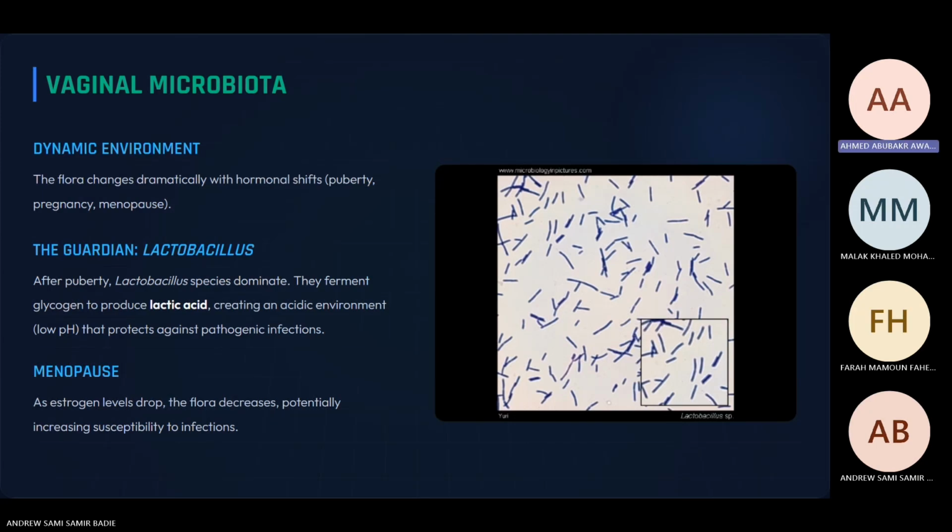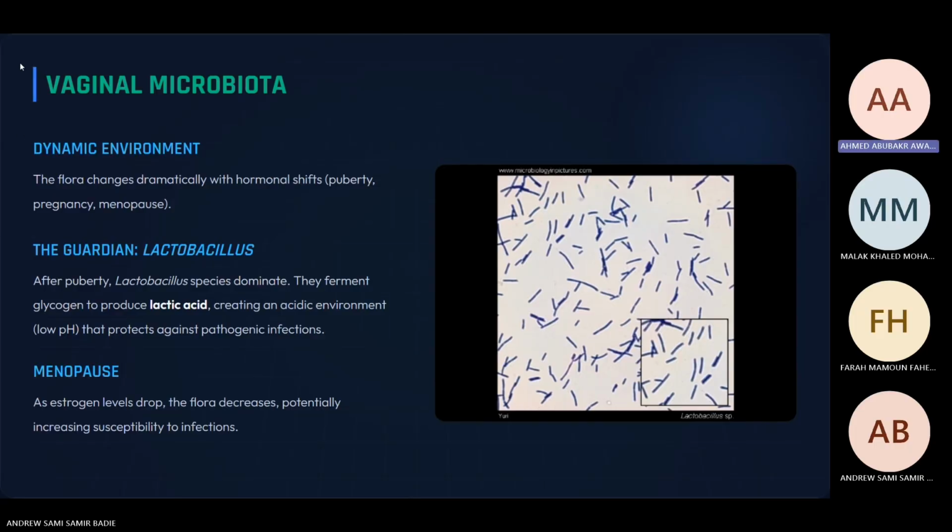But this changes during menopause. The estrogen levels drop, and when estrogen levels drop, Lactobacillus decreases, and this is going to increase the risk of infections, which is going to cause different diseases in the vagina.